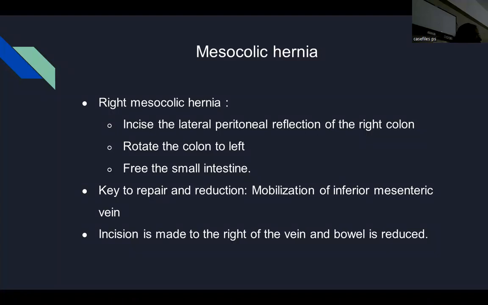In older patients, you can't see anything. In older patients, because of chronic inflammation, even the mesocolon is thick and yellow because of fat. You can't see. You see only the large gut and a bulge behind it.